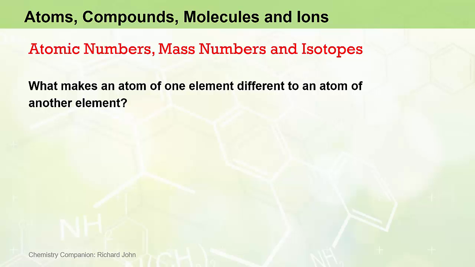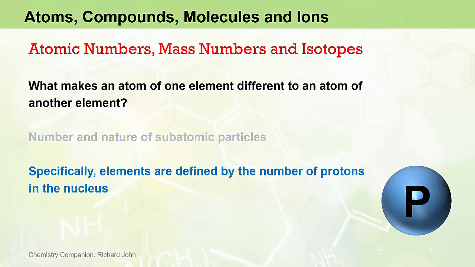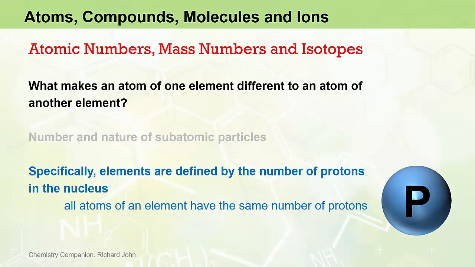The answer lies in the composition and number of the subatomic particles, and more specifically the number of protons. Specifically, the identity of an element is defined by the number of protons in the nucleus. All atoms of an element have the same number of protons in the nucleus, and the specific number of protons is different for different elements.